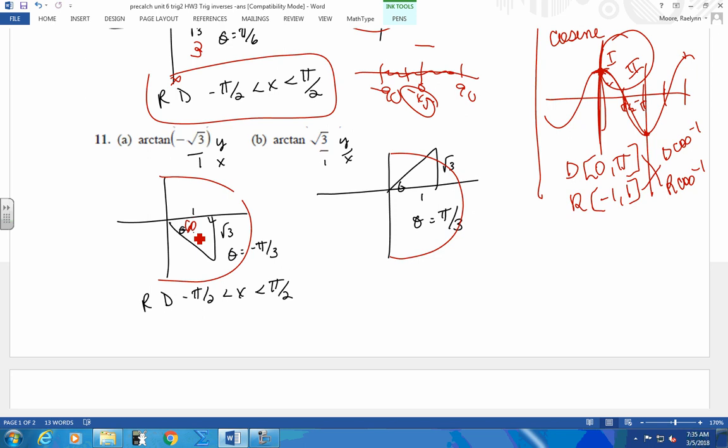So here's my domain, again, for both of these guys. And they're basically both the same. One says a negative, one says a positive. So your reference angle is going to be exactly the same. One's going to be a negative, one's going to be a positive. Make sense? This is probably a good example to see the difference between the positive and the negative.